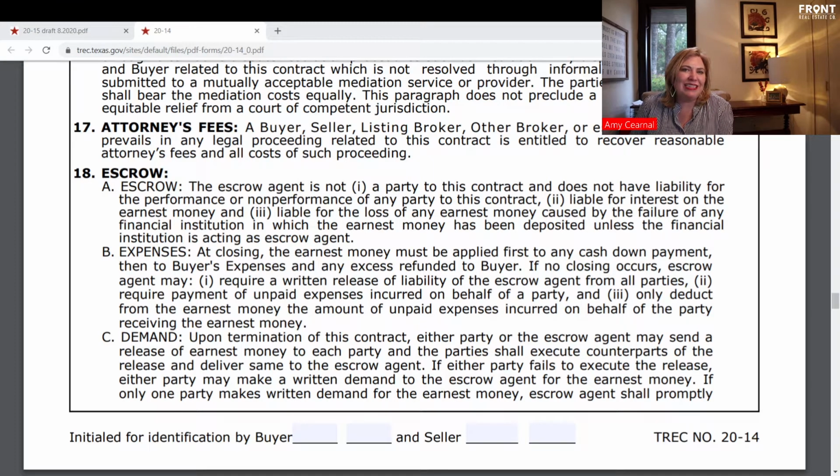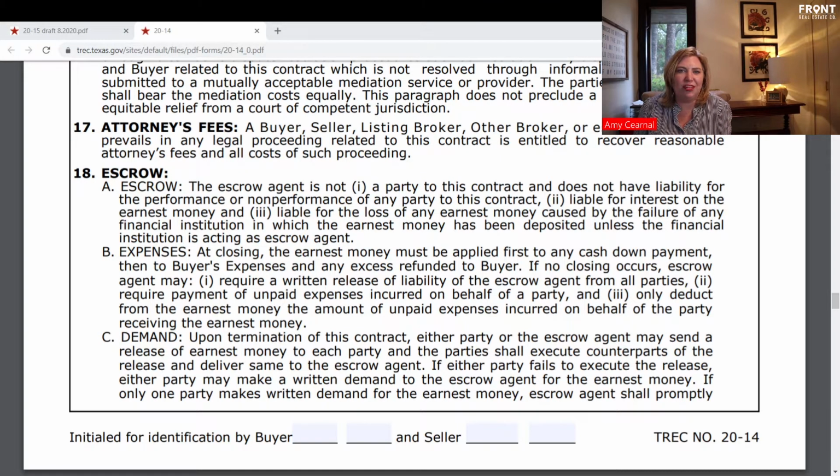All right, paragraph 18 deals with escrow. And so it's got 5 different subparagraphs. So we'll start with 18A, escrow. And it says the escrow agent is not, number 1, a party to this contract and does not have liability for the performance or non-performance of any party to this contract.